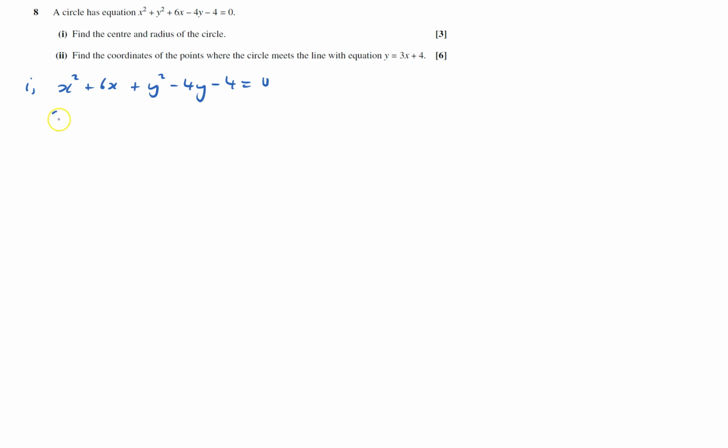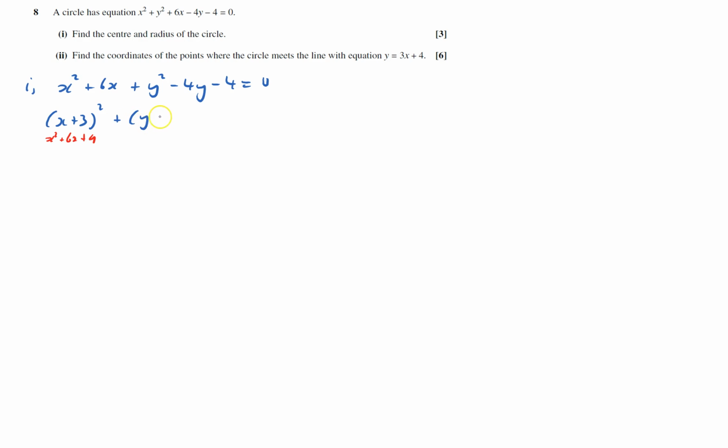So the first thing is going to have to be x, and it's going to be squared, so I'm completing the square. It's always half of that bit, so it'll be x plus 3. And that will give me x squared plus 6x plus 9. So I'm going to have to take away that 9.